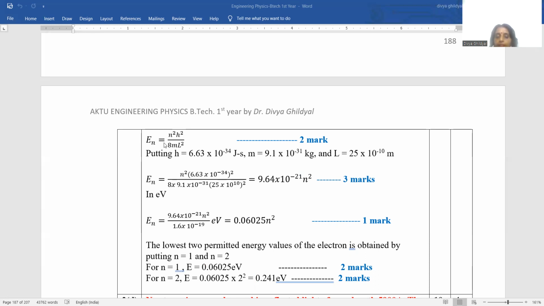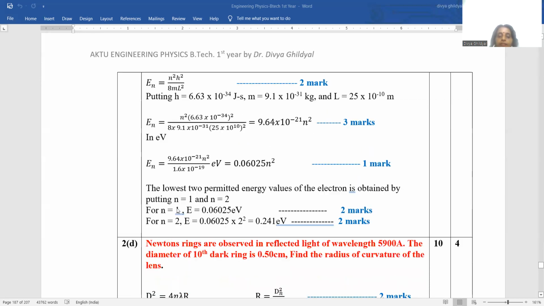Putting these numerical values in this expression above, I will fetch another 3 marks. Then I will change this into electron volt by dividing it by 1.6 into 10 to the power of minus 19. And which two energy levels are they asking me? N equal to 1 and N equal to 2. So accordingly, I will put N equal to 1 and I will get the energy value as 0.06.